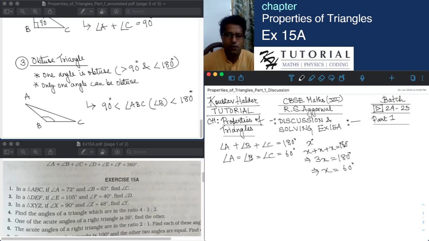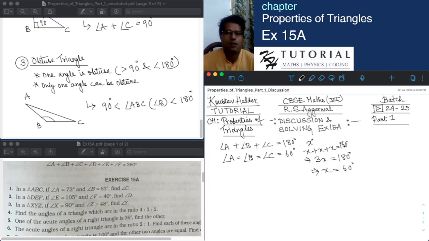The third one is the obtuse triangle. In an obtuse triangle, one angle is an obtuse angle. And what is an obtuse angle? An obtuse angle is an angle which is greater than 90 degrees but less than 180 degrees. Also, in any triangle, only one angle can be obtuse. No two angles can be obtuse, because if two angles are obtuse, then the sum of those angles will become greater than 180 degrees, and we know that the sum of the angles of any triangle is always 180 degrees.